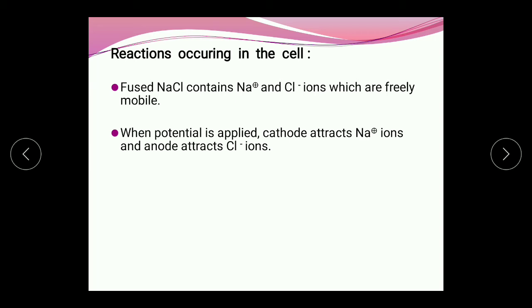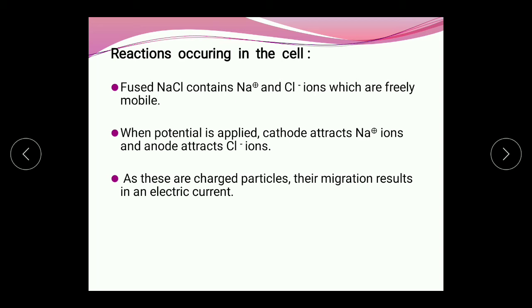Now, when potential is applied, what does it mean? That means when electricity starts, the cathode will get negative charge and the anode will get positive charge. As the cathode is negatively charged, it will naturally attract positively charged Na plus ions. And exactly opposite, the anode will attract Cl minus ions because the anode is positively charged. This immediately starts when we apply potential, that means when we start the battery.